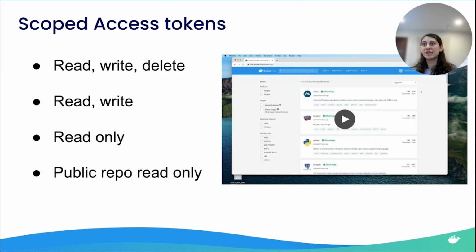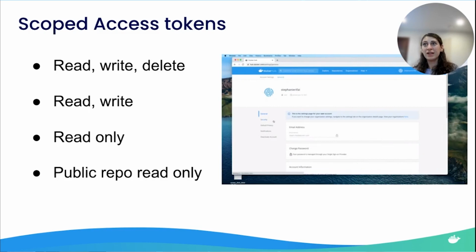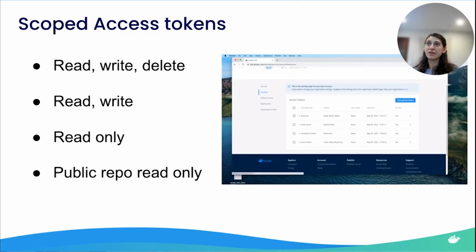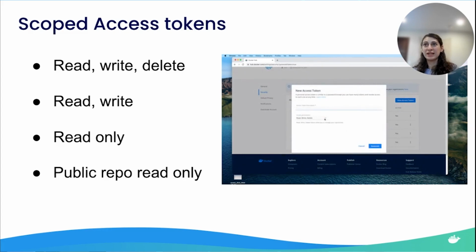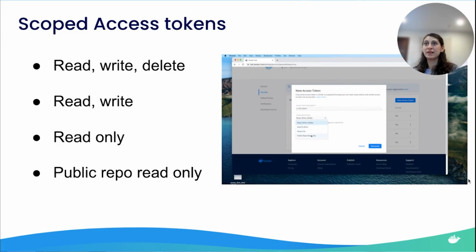So we'll take a little look at how you can set this up. So you do it in Docker Hub. In your security settings, you can create a new access token. You can name it, and then you get the option to set the scope right there.